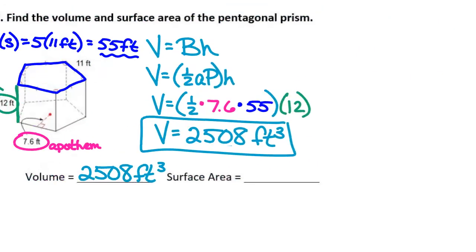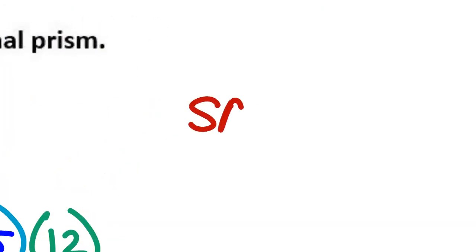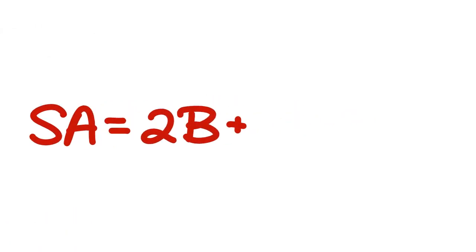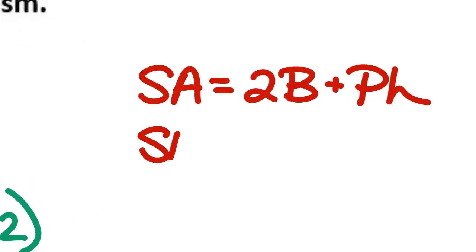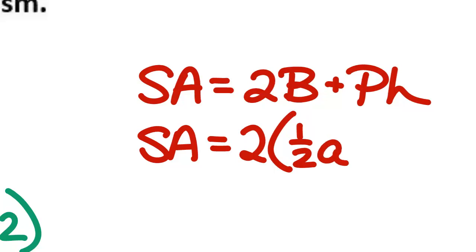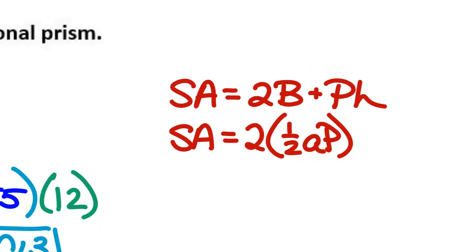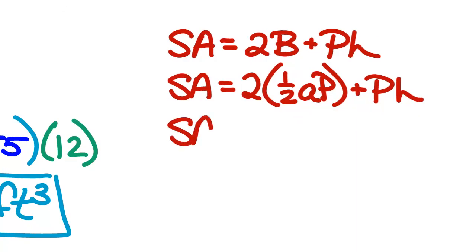Surface area for a prism. We have two bases, so 2 times the area of the base, plus our lateral area, the perimeter times the height. Our base is a regular pentagon, so 1/2 apothem times perimeter, plus the perimeter of the base times the height.